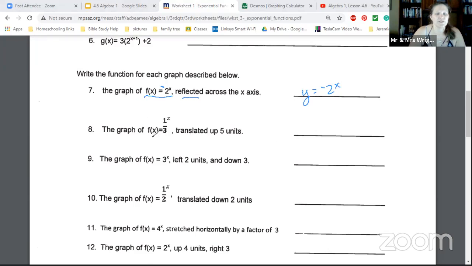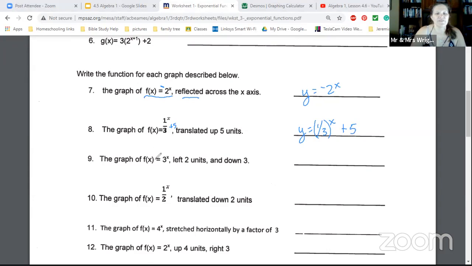All right, so here's our base graph. It's translated up or shifted up 5 units. That means I'm going to have a +5 at the end. So I'm going to have y equals 1/3 to the power of x plus 5.